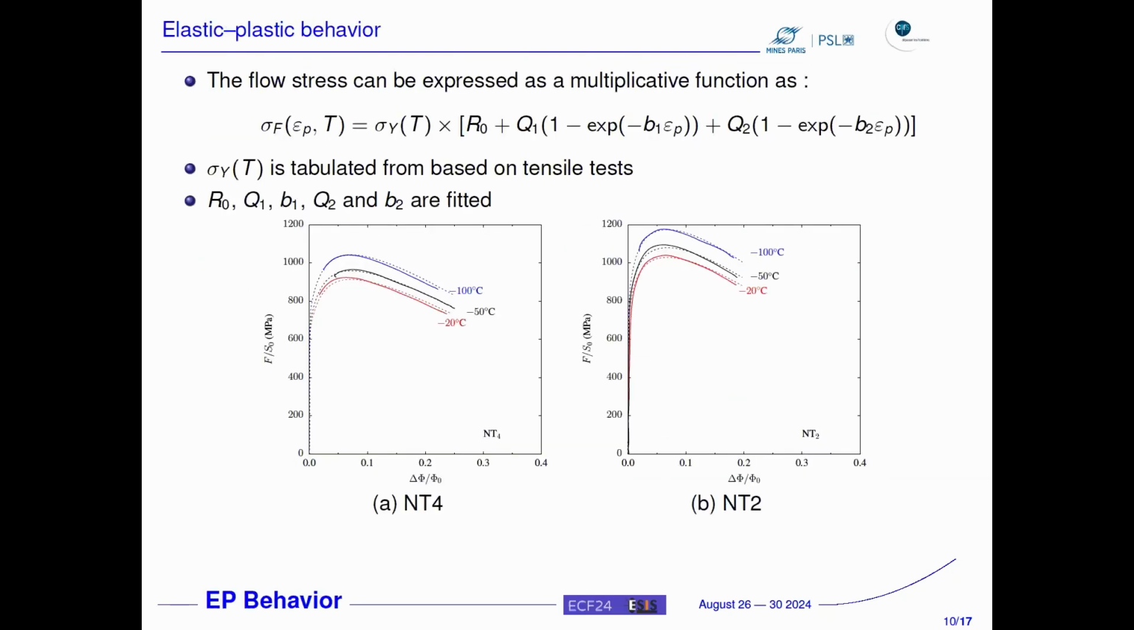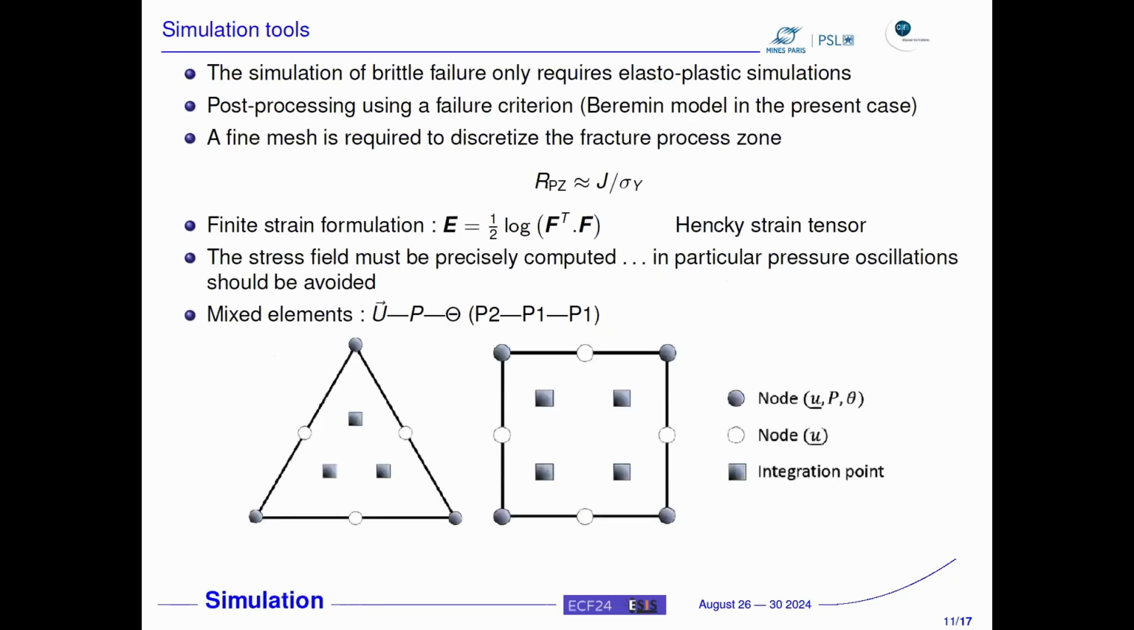Okay. So we need, as I said, an elastoplastic behavior. So we are going to express it as the product of this sigma y reference stress, which is tabulated from the test, times a function of the accumulated plastic strain, epsilon p, which is temperature independent. Here, you have some examples of how good or how bad the simulation is for different temperatures on different geometries. I think it's okay. So with that, we can go and simulate our specimens.